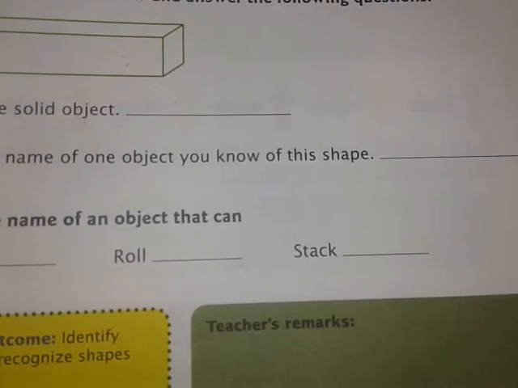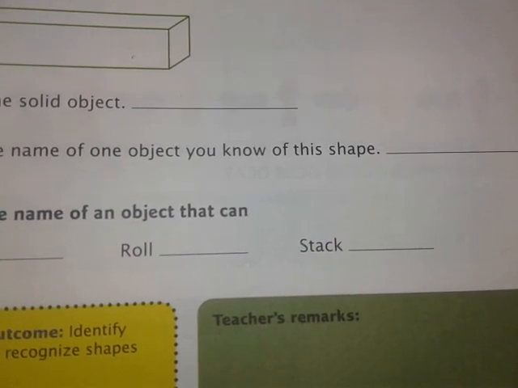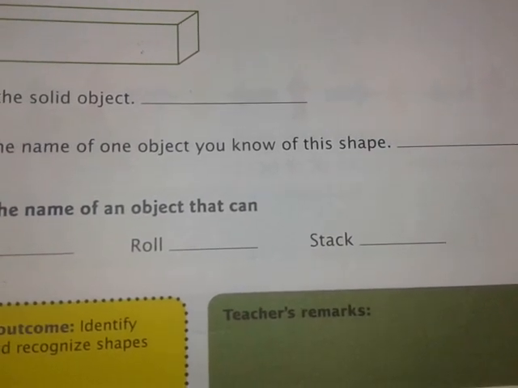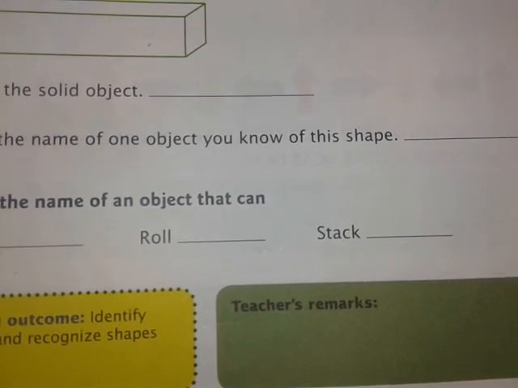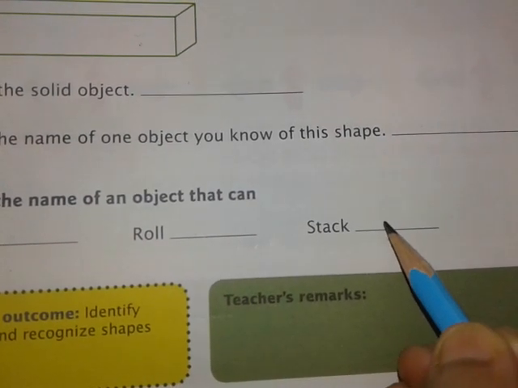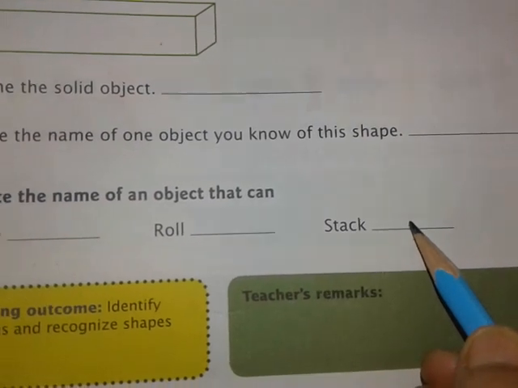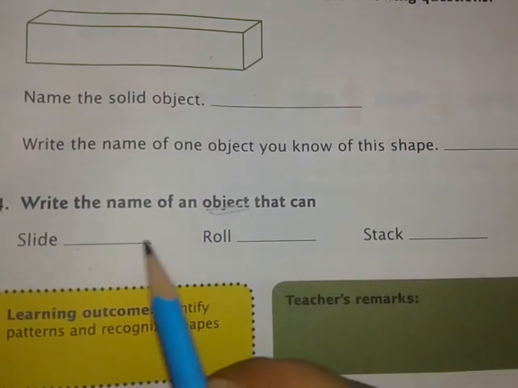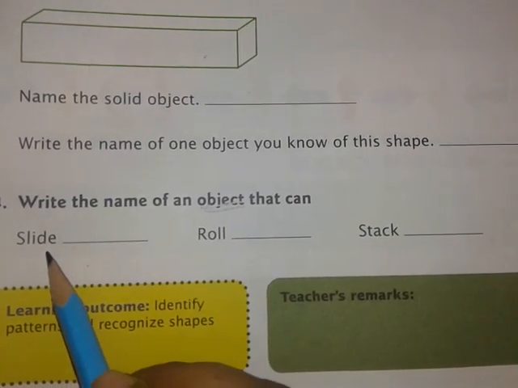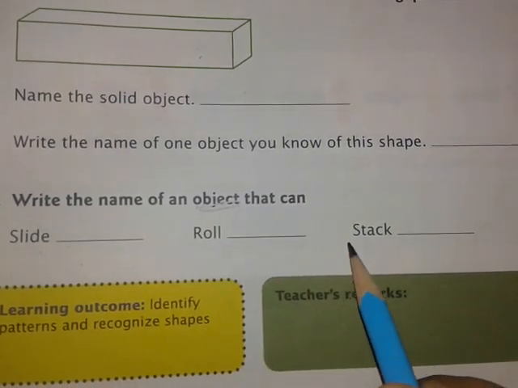I cannot give you a particular name. Think over it, look around and get a name. Make sure the spelling is written correctly. And you will write here the name of an object, not shape. Okay, it is asked here to write objects of these shapes. Objects that can slide, that can roll and that can be stacked.